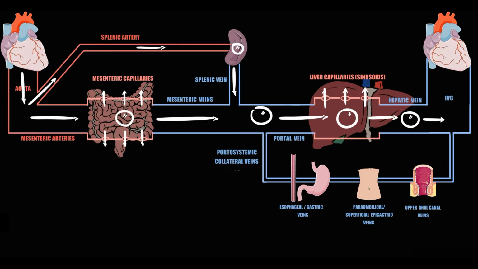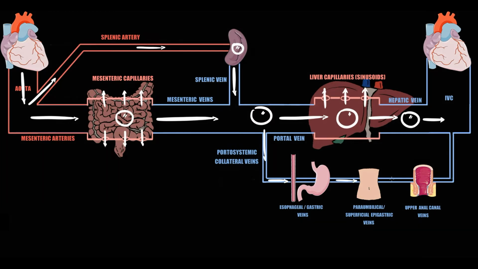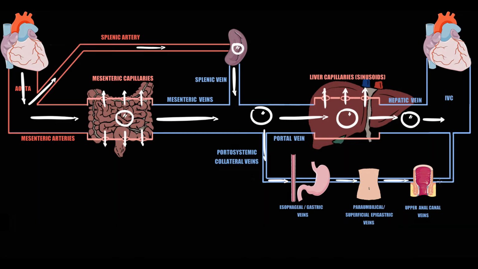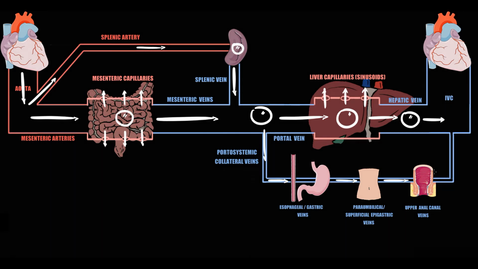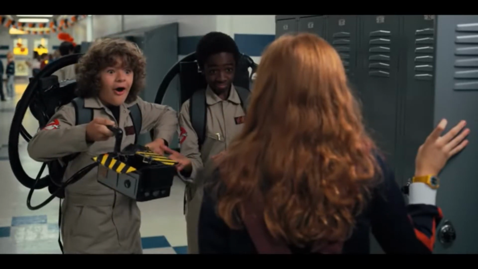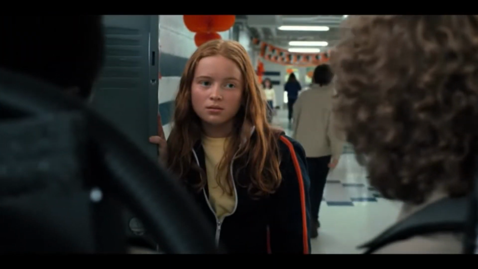They provided flow to esophageal and gastric veins. Also, they provided flow to paraumbilical and superficial epigastric veins that are located on the anterior abdominal wall. And also, they provided flow to upper anal canal veins. And from all these veins, blood is drained into the inferior vena cava. Look. Voila! It's cool, right?